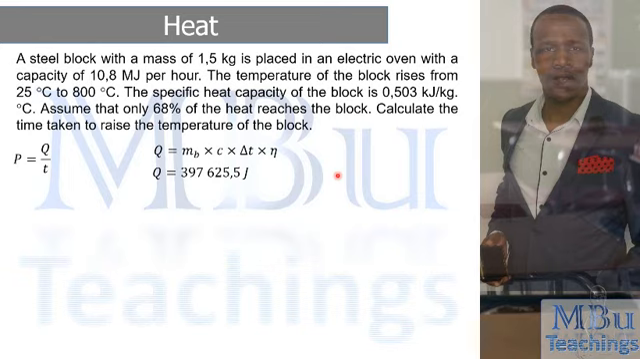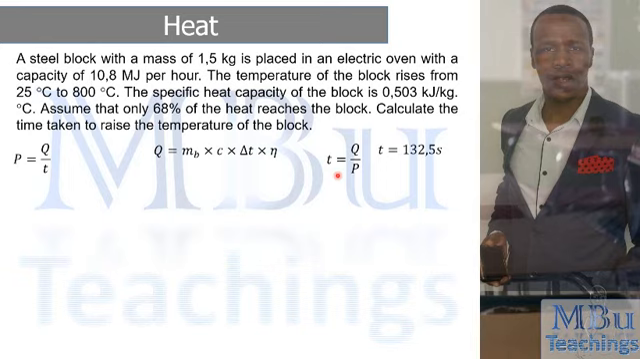So the energy that is received by the block is 397,625.5 joules. You substitute that, and you divide by the power, which is 3,000. You get your time. It will depend on you. If you want to calculate it in seconds, that will be the answer. Some people might want to change it to minutes. This will be the answer in minutes. Okay, let's move to the next example.